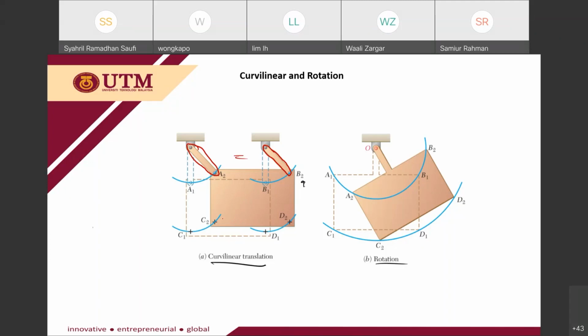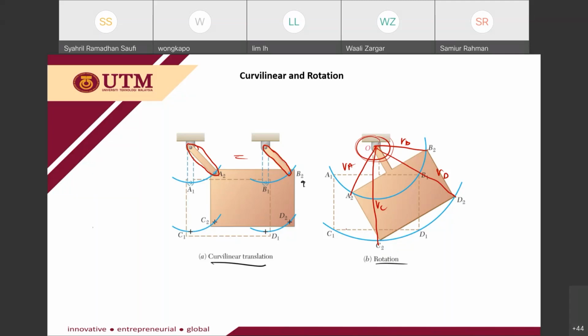For the rotation, we have the same rectangular plate, but it is fixed at one center of rotation, which is point O. You may notice that all points A, B, C, D will rotate about O. So this is RB, this is RA, this is RC, and this is RD. All the points are rotating about the same fixed axis line, so for this case we know that the system is rotating.